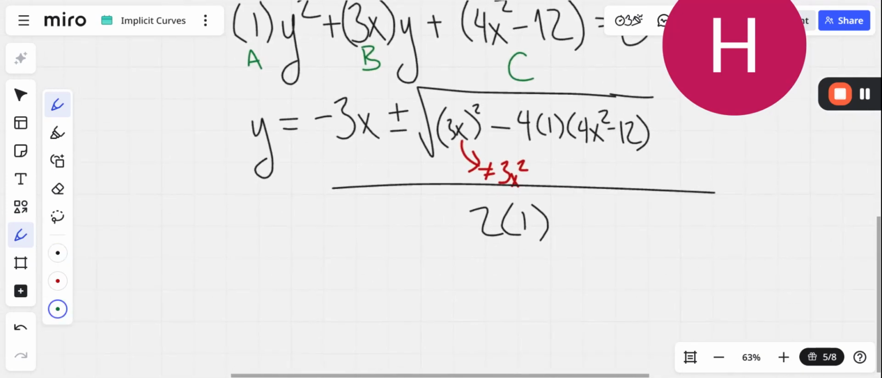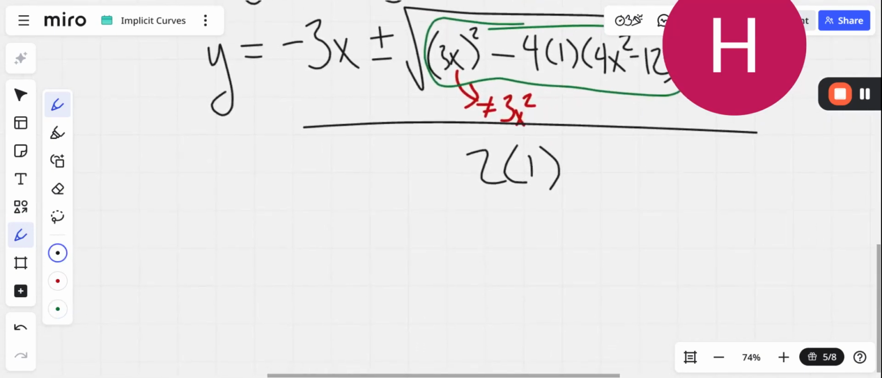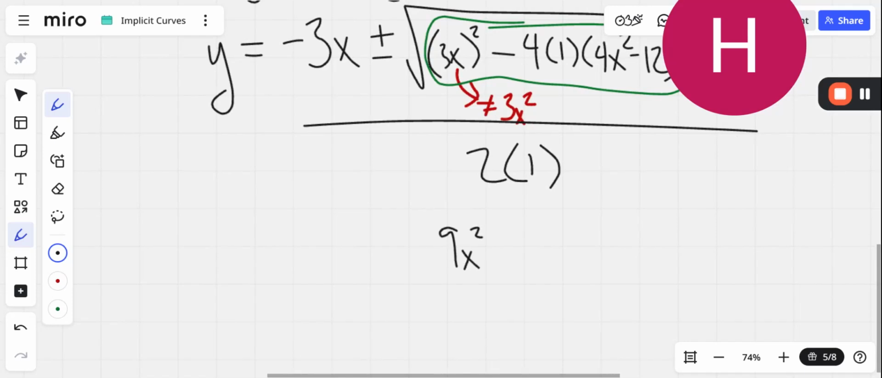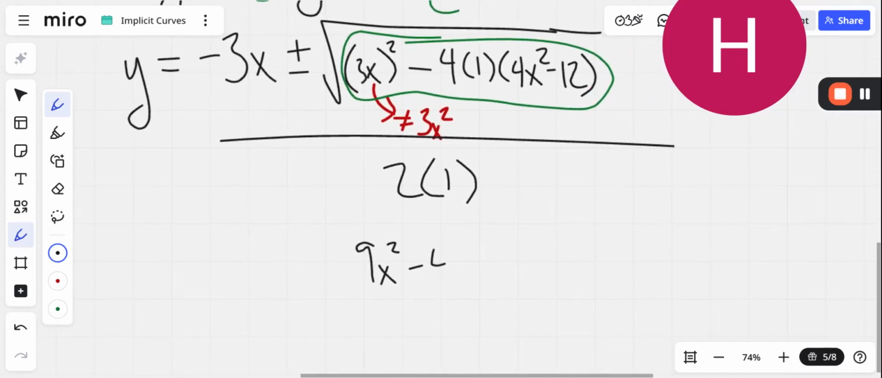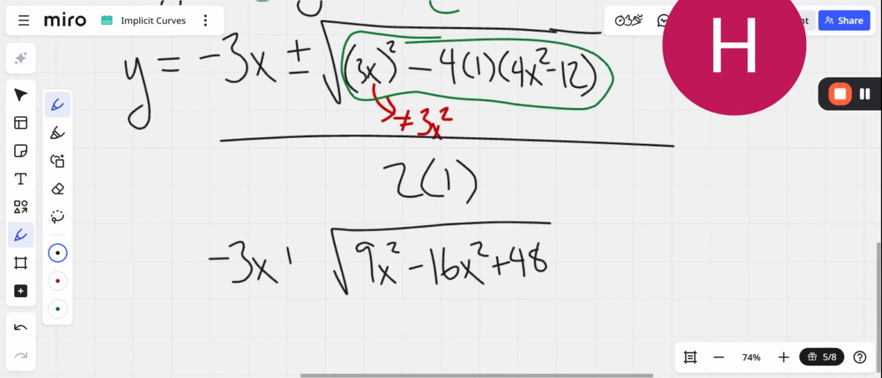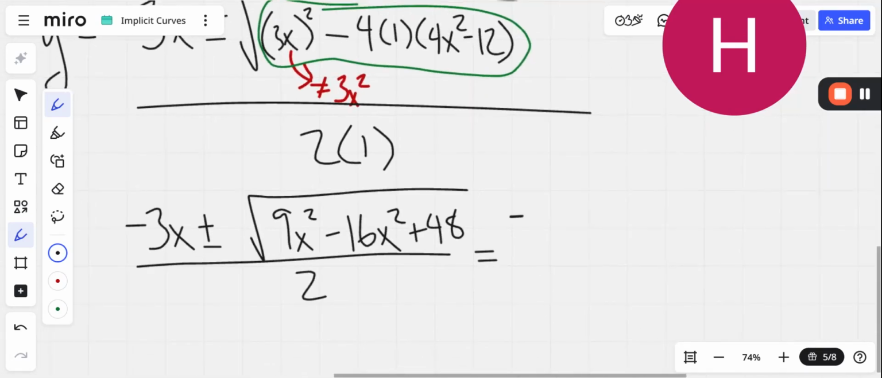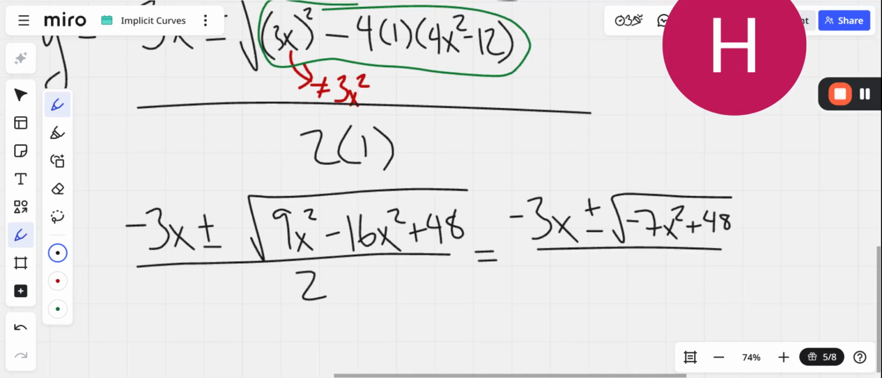All right, we have a little bit of cleaning up to do on the inside of this radical here. Let's clean all of this stuff up. So, of course, that's going to make 9x squared minus 4 times 4x squared is 16x squared, and negative 4 times negative 12 is a plus 48. So that's all the action that we got going on inside of this square root. And we can simplify this even further to negative 7x squared plus 48. This is all going to be over 2.